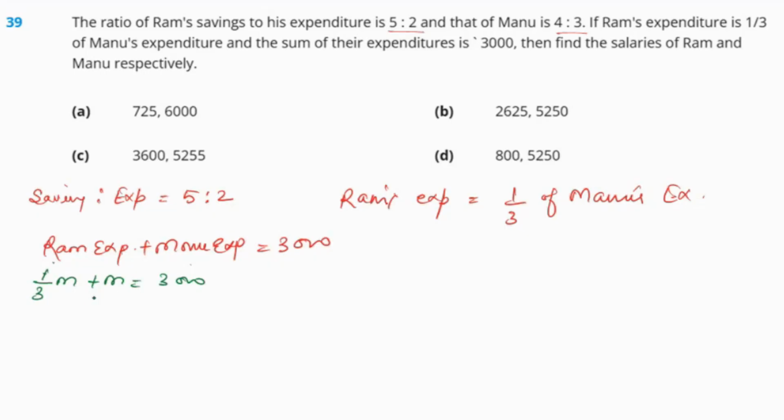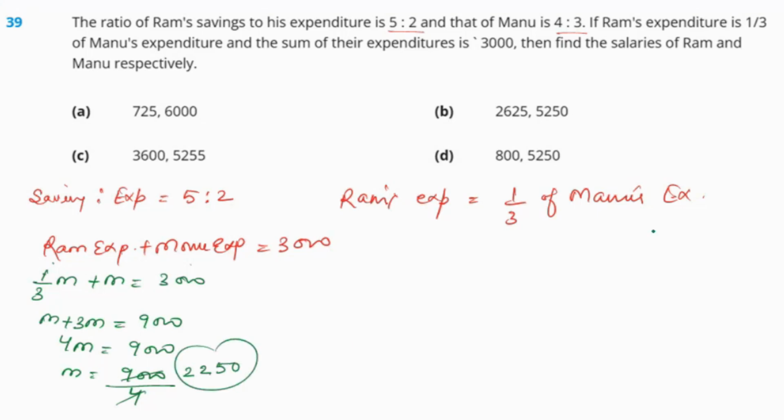That equals 3,000. When we solve it, we get Mono plus Mono by 3 equals 3,000. Taking the 3 to the other side, it becomes 9,000. So 4 times Mono's expenditure equals 9,000, so Mono's expenditure is 9,000 by 4. When we solve it, we get 2,250. So Mono's expenditure is 2,250.